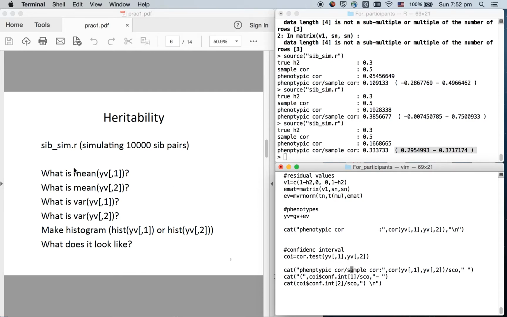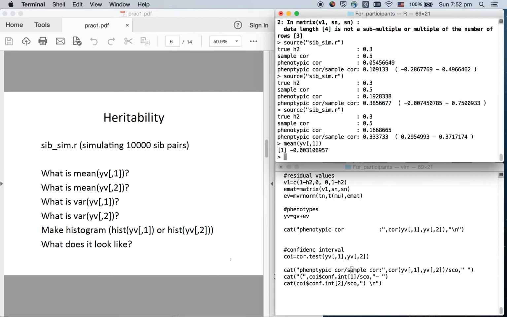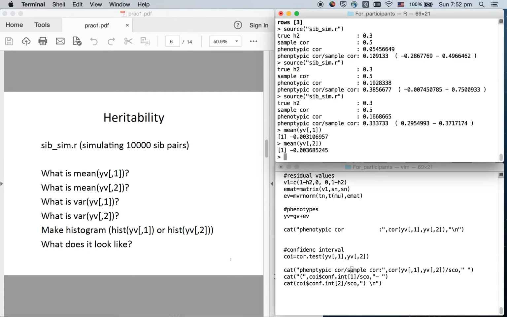So the first question is, what is the mean value for the phenotypes for the first SIP? We can simply give a mean of y v dash 1. This is the phenotype for the first mean, right? Then that will give close to 0, as expected. That's what we simulated. Also probably it's very similar for the second SIP as well. That's close to 0, right?